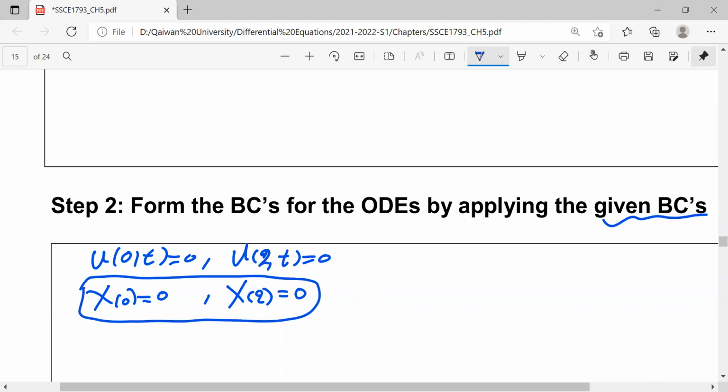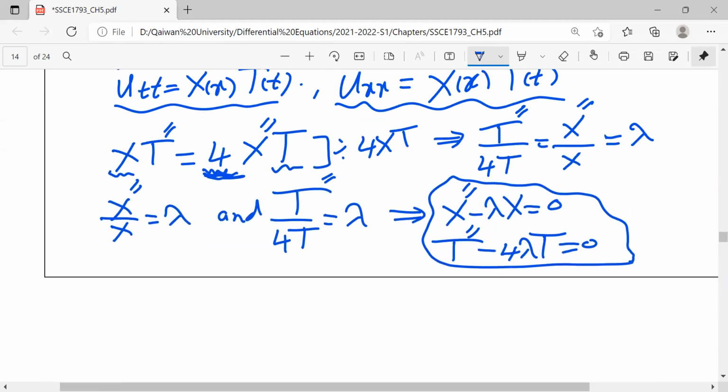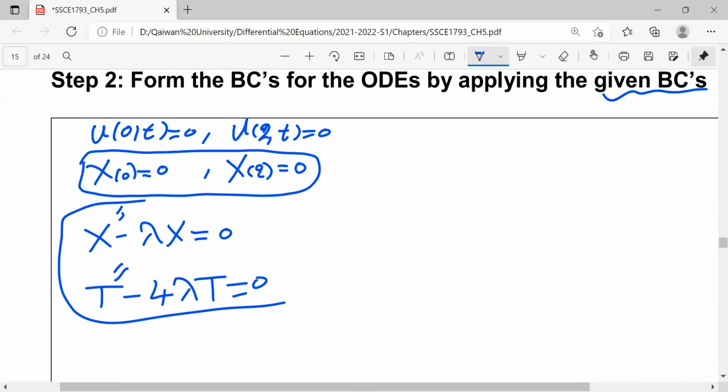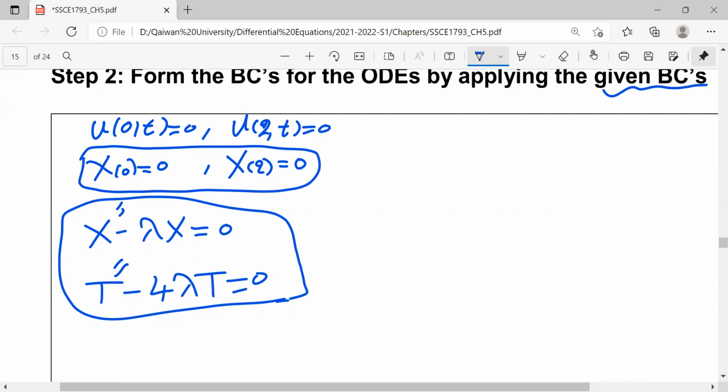In our ordinary differential equations, we have X double prime minus lambda X equals 0, and also T double prime minus 4 lambda T equals 0. We have these two second order linear homogeneous ordinary differential equations. We now work on finding the solution for these two ordinary differential equations.